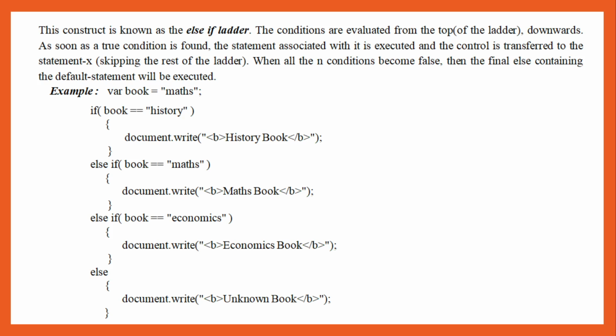Conditions are evaluated from the top of the ladder downwards. When a true condition is found, the statement associated with it is executed, and the control is transferred to the statement x, skipping the rest of the ladder. When all the n conditions become false, then the final else containing the default statement will be executed.